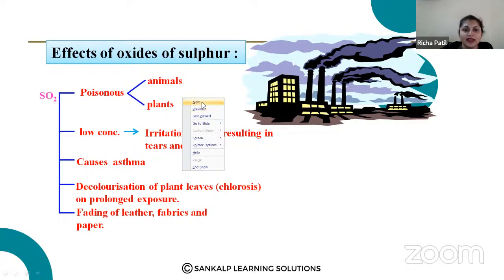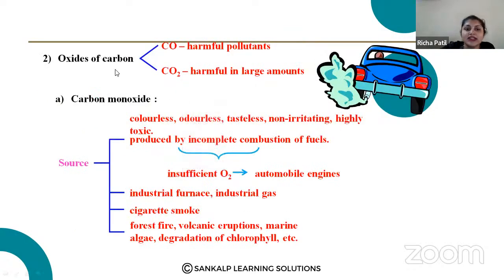Okay, so next, oxides of carbon. Which are the oxides of carbon? One is carbon monoxide, another is carbon dioxide, right? So carbon monoxide, this is also a harmful pollutant. Then carbon dioxide, this is harmful when it is in large amount. Whenever the carbon dioxide is present in large amount, then it is very harmful.